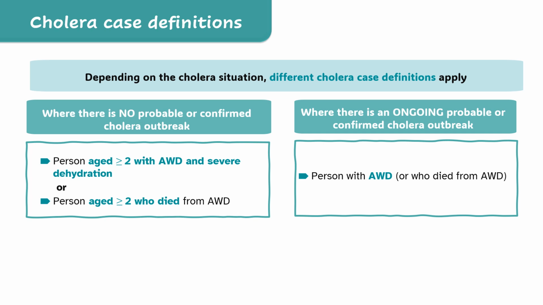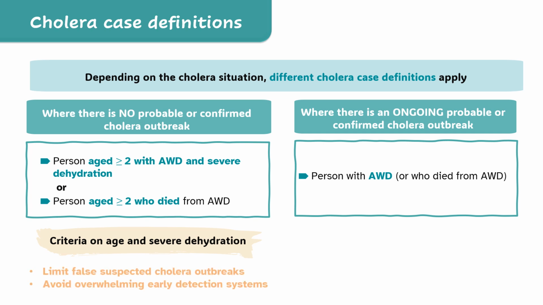The key difference between these case definitions is that in surveillance units where there is no ongoing probable or confirmed cholera outbreak, age and severe dehydration are taken into account to identify suspected cholera cases. These criteria limit the number of false alerts. This avoids overwhelming the surveillance system with false alarms, which would decrease the effectiveness of early detection.